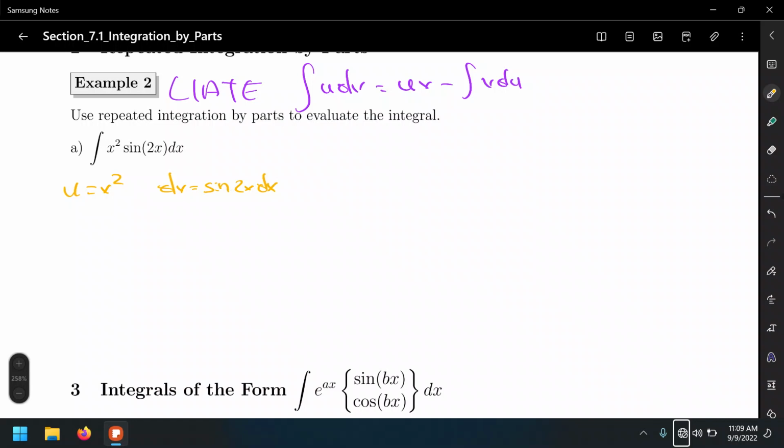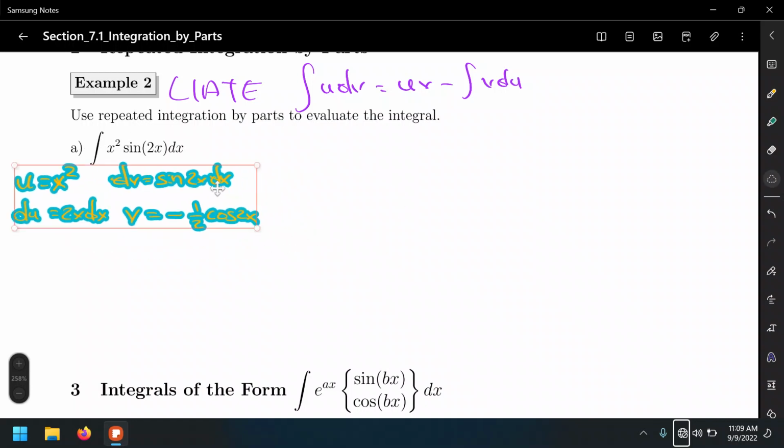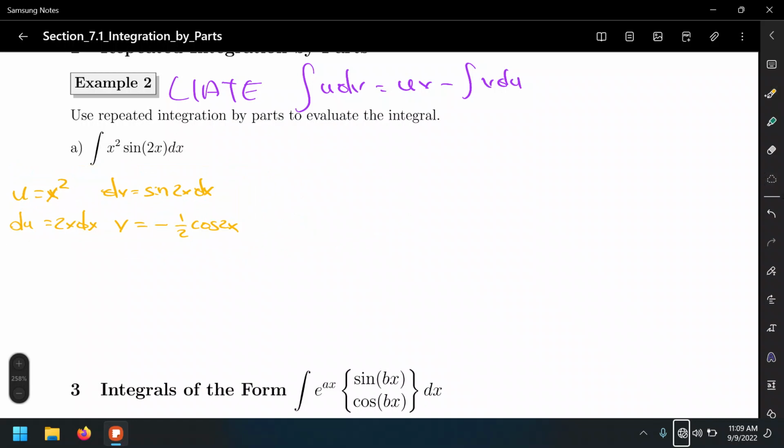Okay, differentiate the u, integrate the dv, so that's du equals 2x dx, and v equals, what's the integral of sine? Negative cosine 2x, and I left the space for the 1/2 factor that comes from the integration. All right. Well, from here, what are we going to get? Well, we have everything ready for the integration by parts.